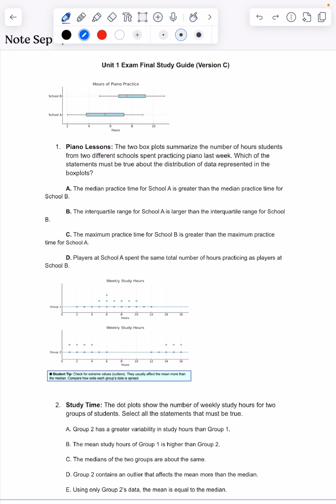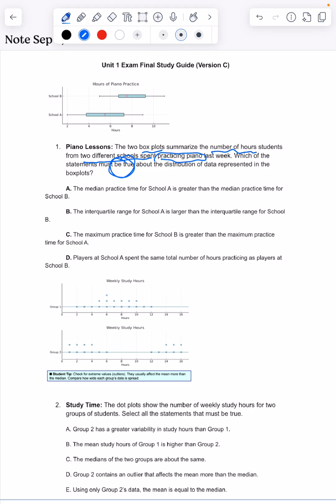So the first one says piano lessons. The two box plots summarize the number of hours students from two different schools spent practicing the piano last week. It says which of the statements must be true about the distribution of the data represented in the box plot.